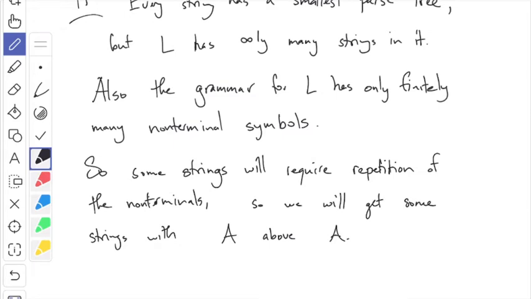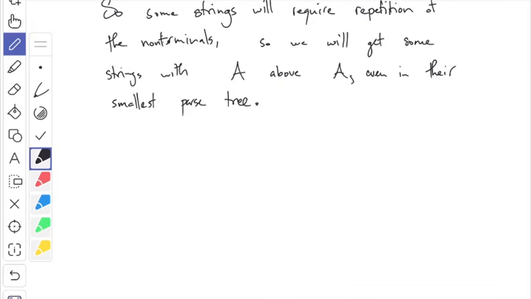And I'm going to say we will get some strings with an A above an A, even in their smallest parse tree. What I mean is, there are going to be some strings where even if you write the smallest possible parse tree for that string, it still has an A above itself. Now, how do we know that the string generated by the one above is bigger than the one below? This is also part of being a pumping parse tree. It has the A inside an A, and also, the string you get from the one above is bigger than the string you get from the one below.